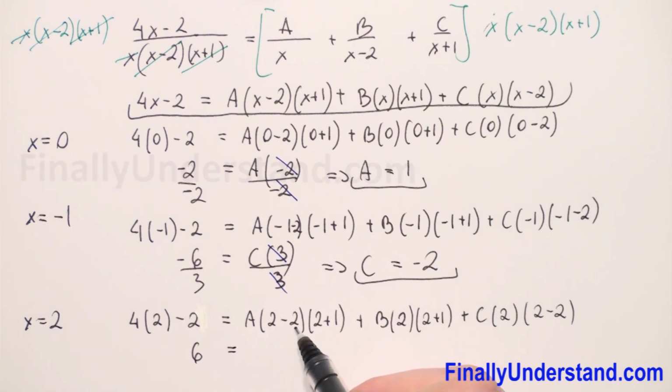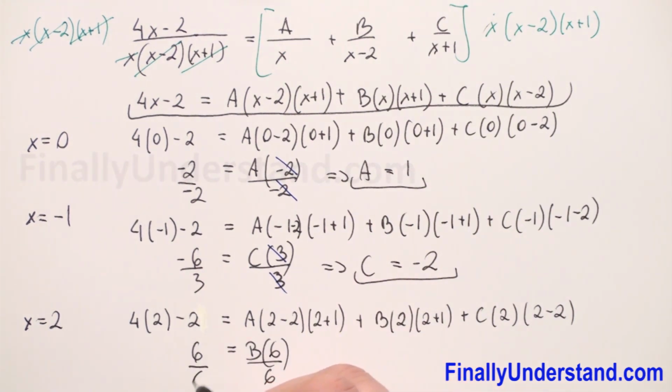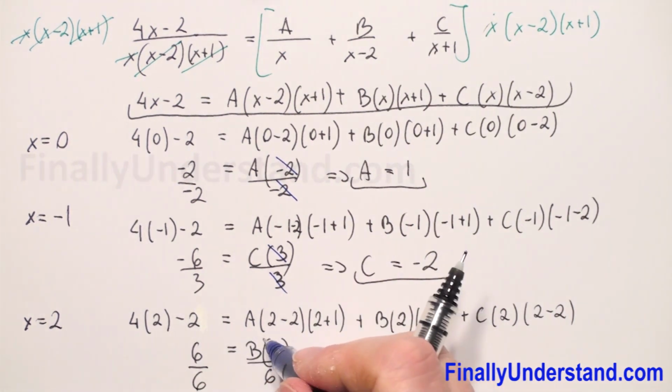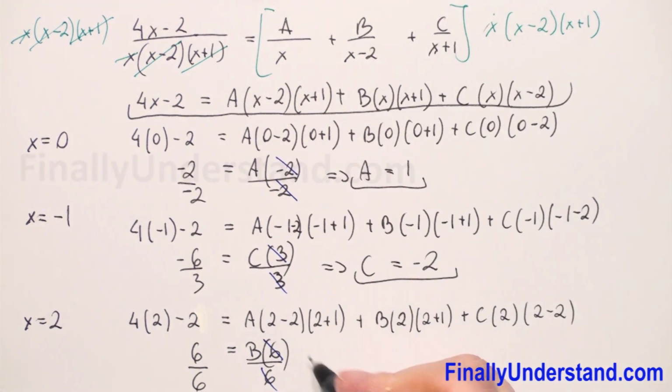This is equal to, 2 minus 2 gives me 0, so the first term and the last term will cancel out, and we have only b times 2 times 3, which is 6. So now I will divide both sides by 6. 6 and 6 we can reduce, so we have that b is equal to 6 divided by 6, which is 1.